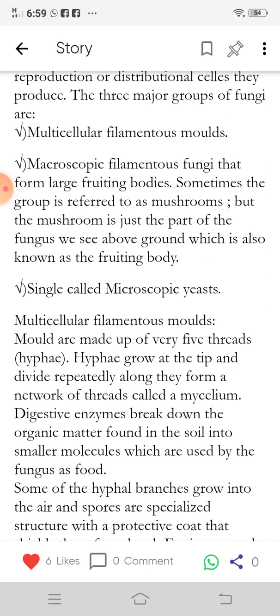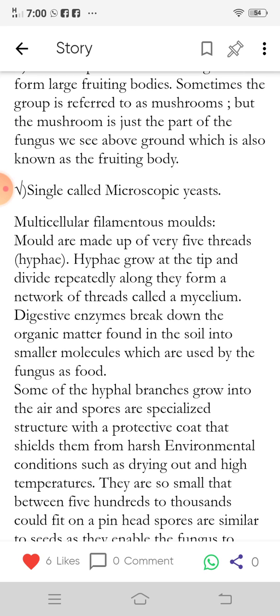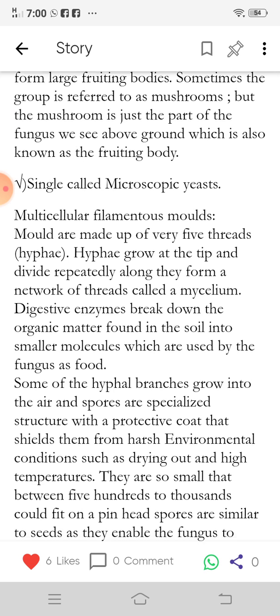Multicellular filamentous molds. Molds are made up of very fine threads called hyphae. Hyphae grow at the tip and divide repeatedly along. They form a network of threads called a mycelium. Digestive enzymes break down the organic matter found in the soil into smaller molecules, which are used by the fungus as food. Some of the hyphal branches grow into the air, and spores are a specialized structure with a protective coat that shields them from harsh environmental conditions such as drying out and high temperatures.